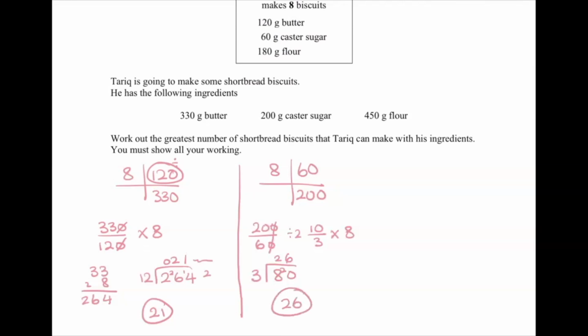Now it doesn't matter that that's greater. I don't have enough butter to make 26. So 21 at the moment is the greatest number that I can make, but I've got to check in with the flour next.